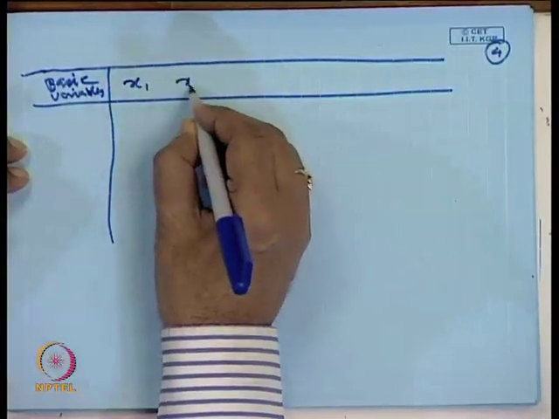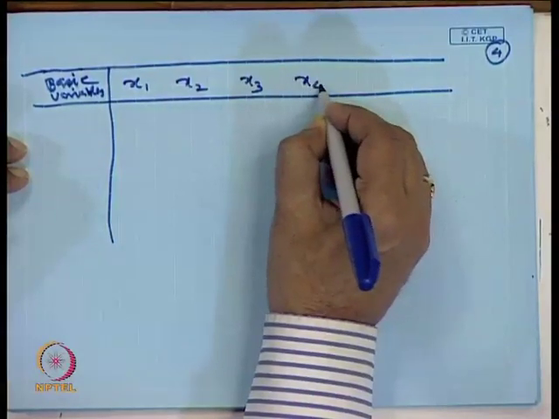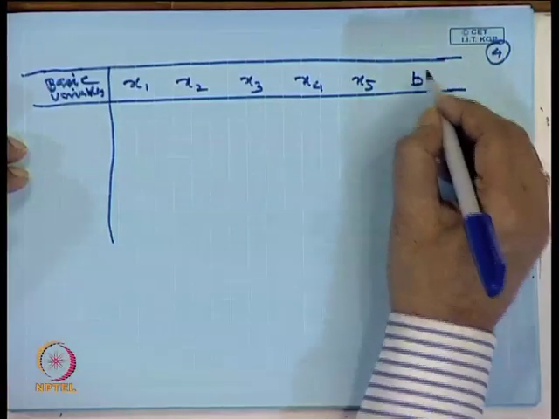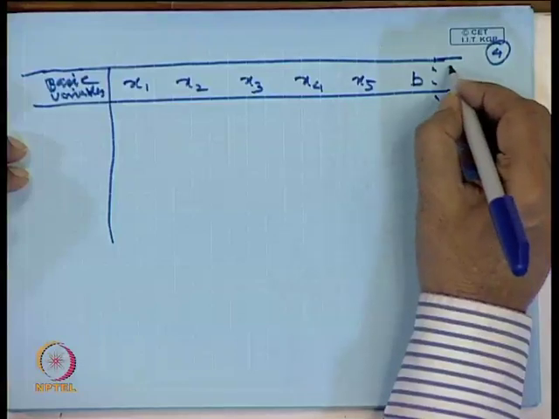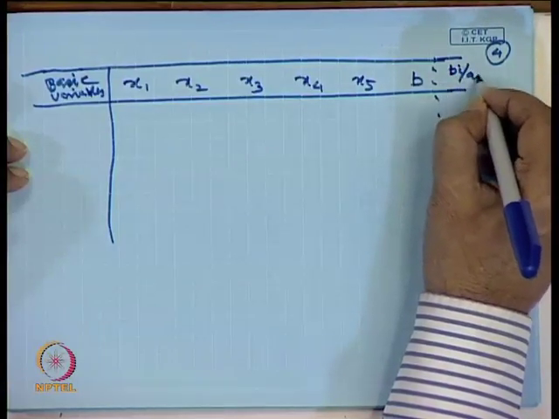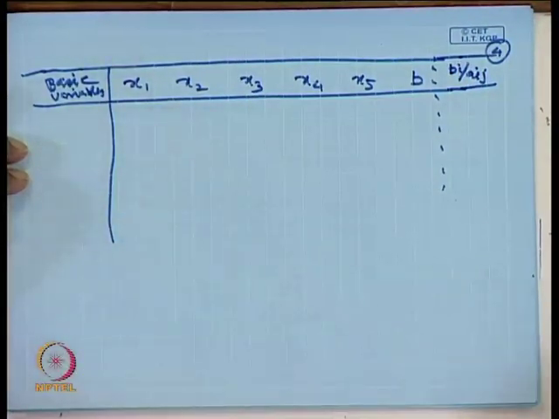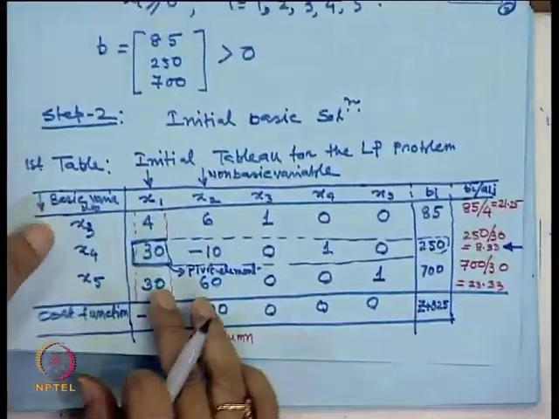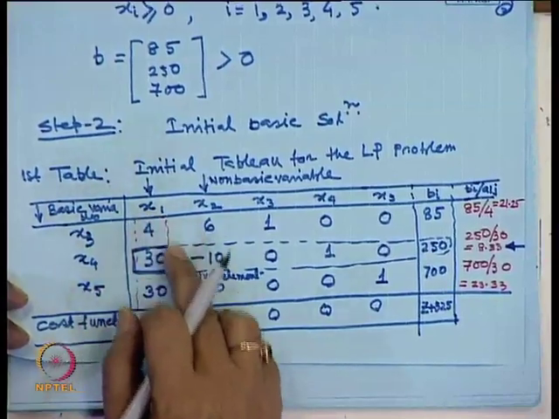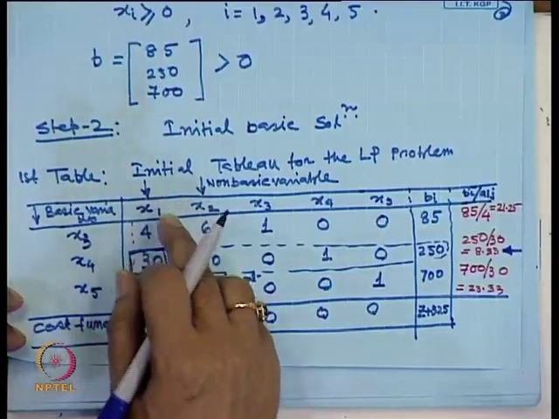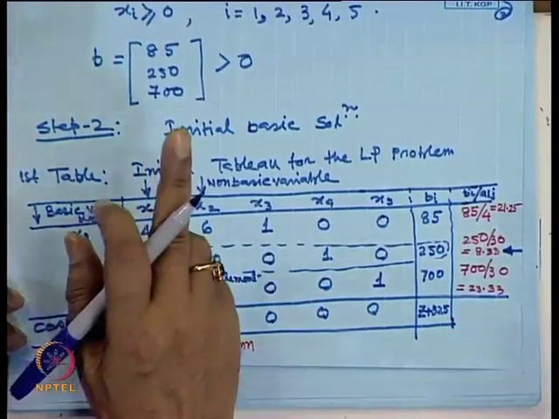Again, you have x1, x2, x3, x4, x5, then b. Agree? Then our ratio, what is called bi divided by aij, this. So, you see the previous table, which one is the basic variable? Pivot element, this is, and that element coefficient, the x1 coefficient, is 30, but I have to make it 1 coefficient, because when you converted into canonical form, all coefficients were 1, 1, 1, you see x4 was 1.